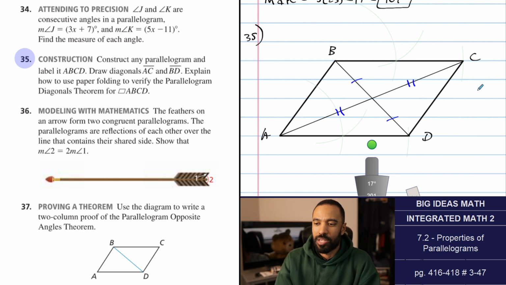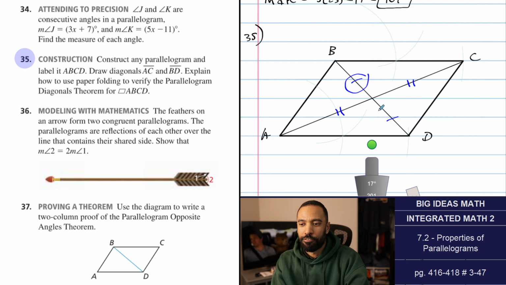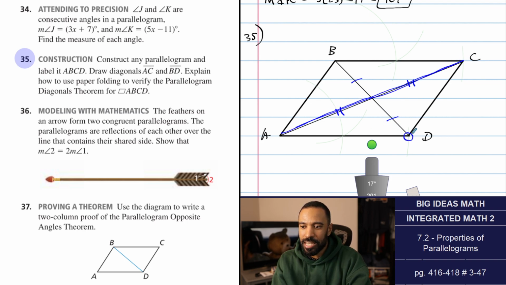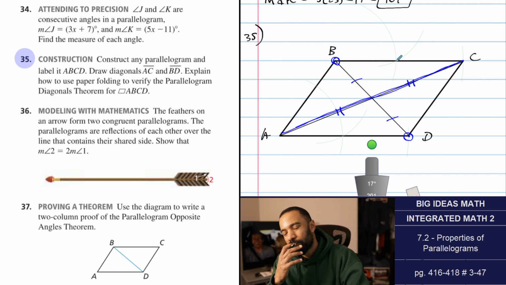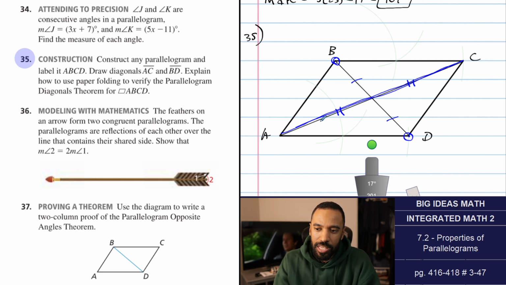So the diagonals theorem says that these parts are congruent right here. What you can do is, if I want to find out that these work the way that they're supposed to, I can fold down this line right here and see that D touches B. Now, well, yes, and see that D touches B. Now, these things right here are not congruent to each other. They don't have the same angle.